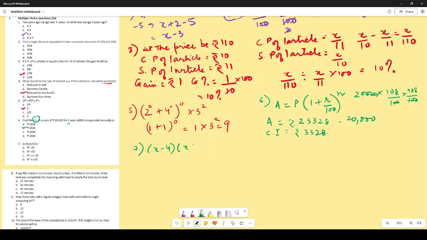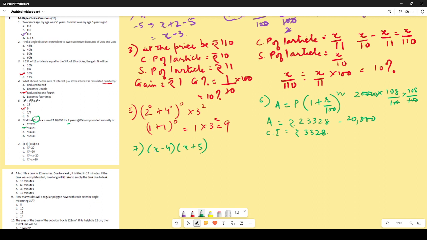into x plus 5 is what? What many of you did was x into x minus 4 into plus 5, x square minus 20. No, that does not happen that way. When you are multiplying binomials or any polynomials, you have to take up each term and multiply it with each term of the other expression.